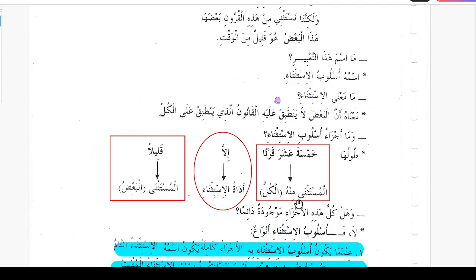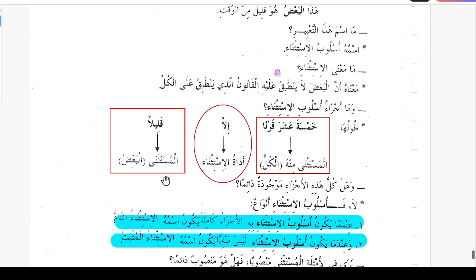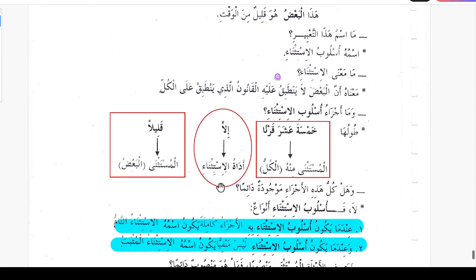So these terms that we need to remember: the whole is called al-mustasna minhu, and the part of it on which we are making exception is called al-mustasna, and the tool used to make such exception, which is illa, is called adatul istisna, the tool for exception. So normally a jumla for exception will have these three parts.